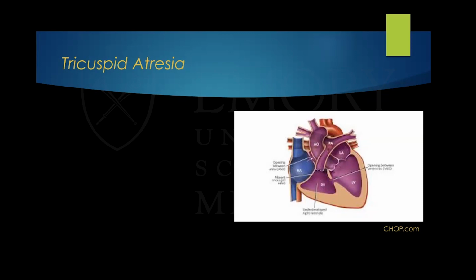Tricuspid atresia has an incidence of 2 out of 10,000 live births. As the word says, the tricuspid valve is atretic, so it's a plate between the right atrium and the right ventricle. There's no valve. There is a hypoplastic right ventricle. It's associated with an atrial septal defect. Sometimes the patients can have ventricular septal defects. And in some cases there could also be transposition of the great vessels. In this cartoon, the vessels are normally related.